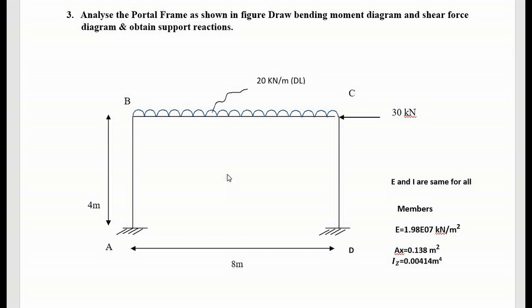We should analyze this frame and we should get the results like bending moment, shear force and support reactions. And other information like modulus of elasticity E is equal to 1.98 into 10 power 7 kilonewton per meter square, AX 0.138 meter square, IZ 0.00414 meter power 4 is a value they have given. I is nothing but moment of inertia about Z axis. For the given data, now we will be using the software, that is Staad Pro, and we will analyze it.